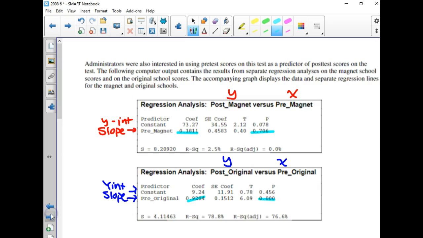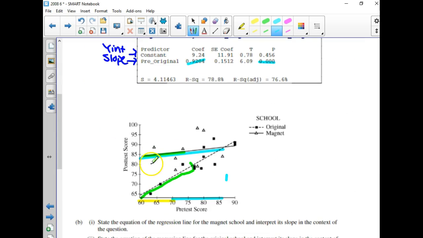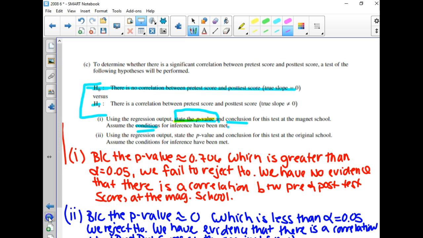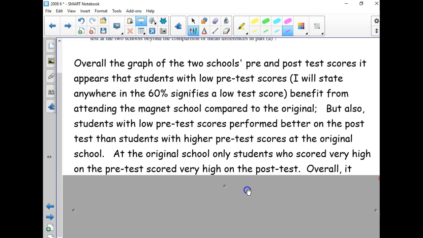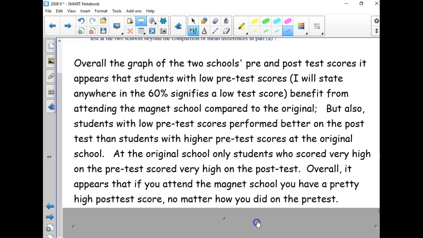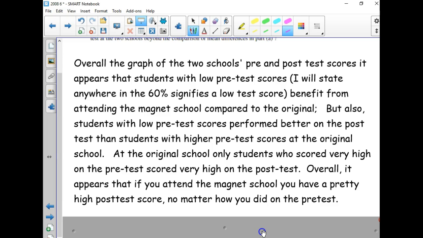They did better than the people with the higher pretest scores even. So what did I say? I then went on to say, at the original school, only students who scored very high in the pretest scored very high in the post-test. Overall, it appears that if you attend the magnet school, you have a pretty high post-test score no matter how you did on the pretest.